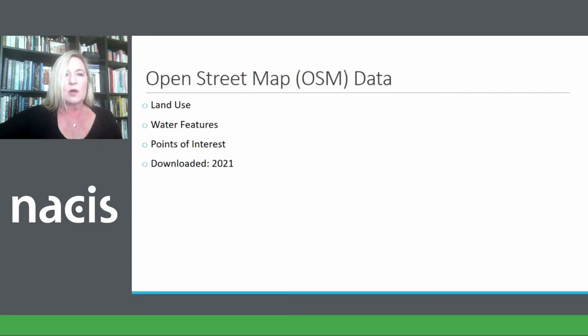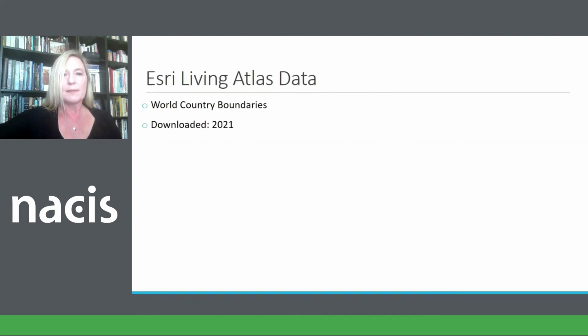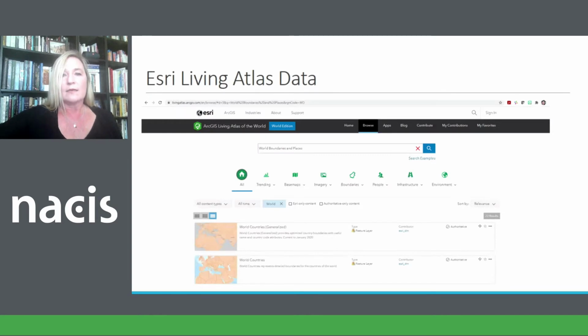And I downloaded land use and water features from the OSM data because it was focused on Peru and had a higher level of detail, and I liked how it integrated into my map composition. I extracted world country boundaries from Esri Living Atlas because I was working first in the ArcGIS Pro environment, where I needed to extract the mosaic of the SRTM data to the Peruvian boundaries. So that was an easy way to import it, project it, and then use it to clip.